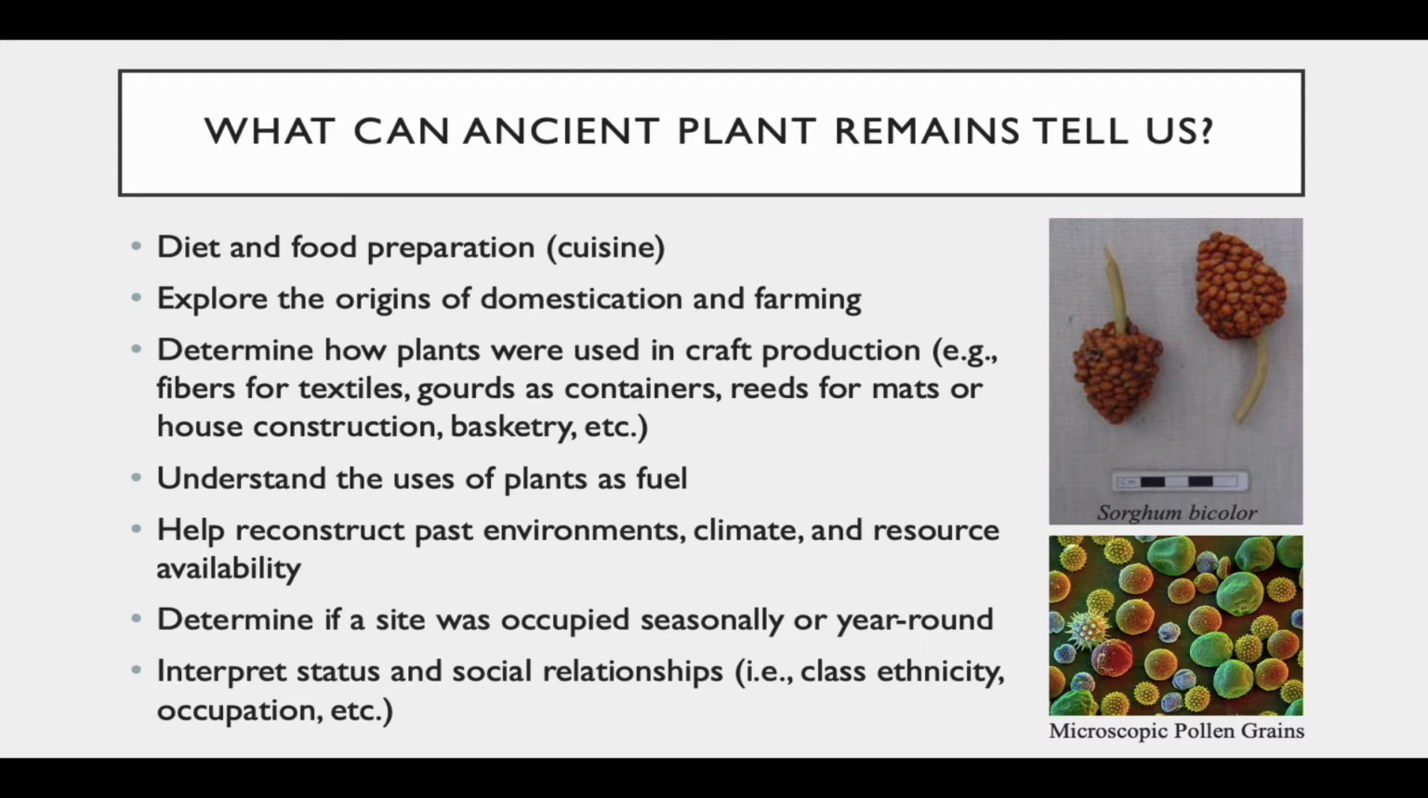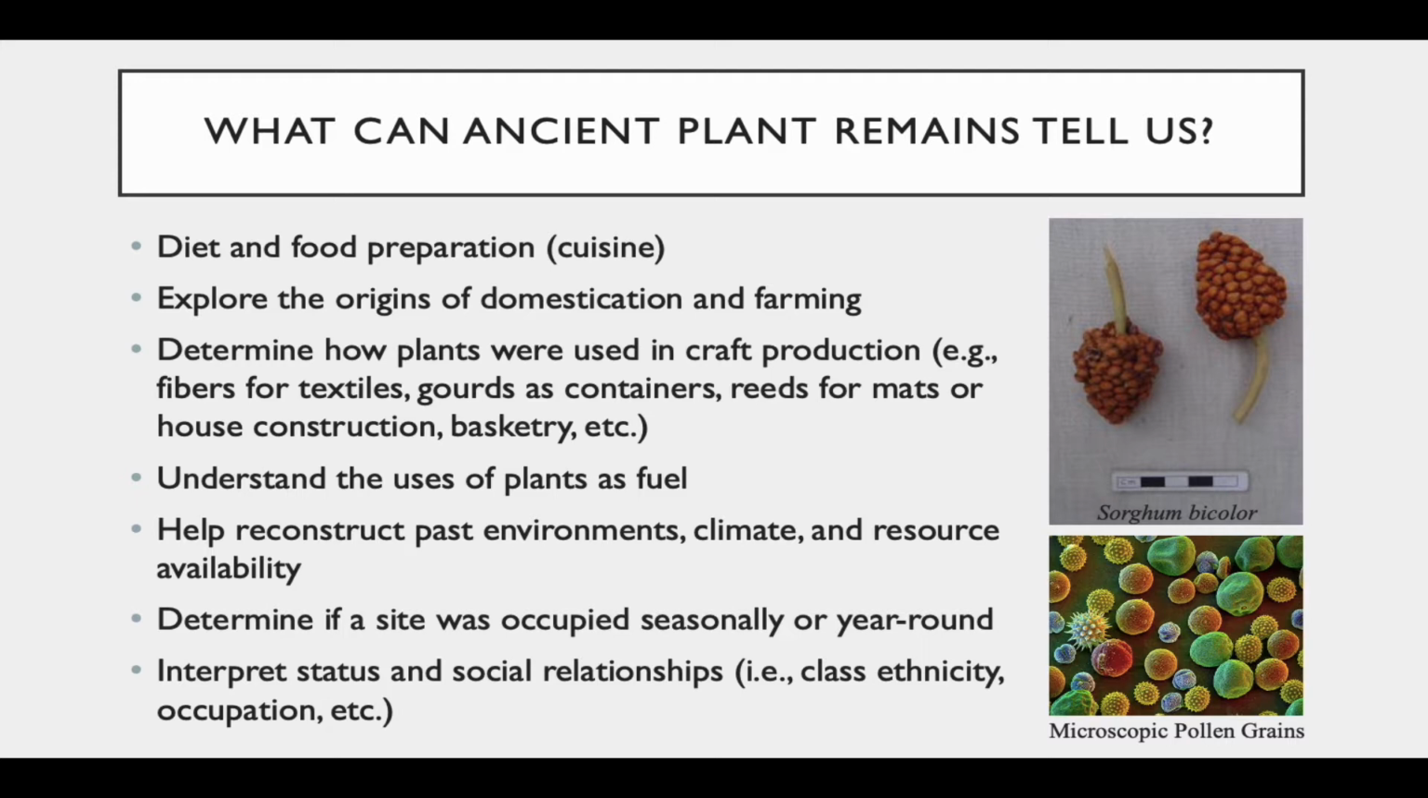The first and most obvious is probably their diet and how they prepare different foods. We're able to explore the origins of domestication and farming in different places around the world. We can determine how plants were used in craft production, so fibers for textiles, gourds that might have been used as containers, reeds for mats or house construction, as well as basketry. We can gain an understanding of how plants were used for fuel.